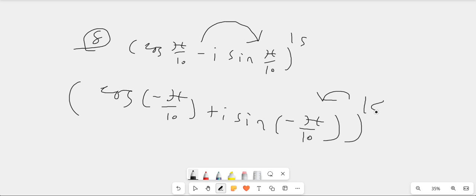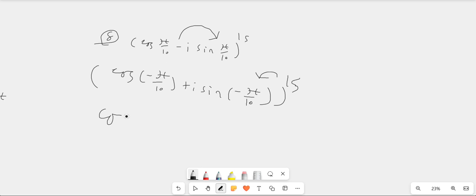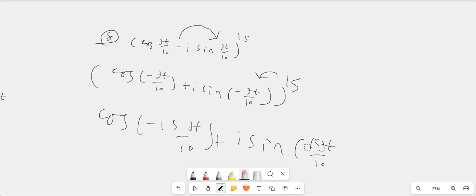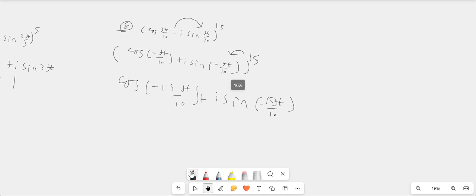So that's going to be cos minus 15 pi over 10 plus i sine minus 15 pi over 10. You get that? So now you just put it inside the calculator, and you'll see this simplifies to minus 3 over 2 and minus 3 over 2, so it's just going to be i.